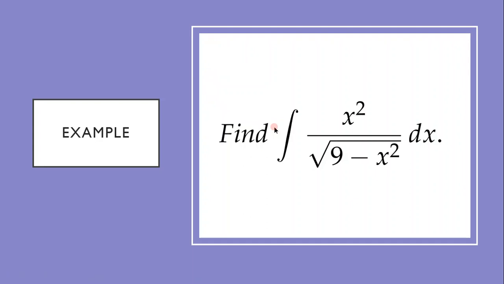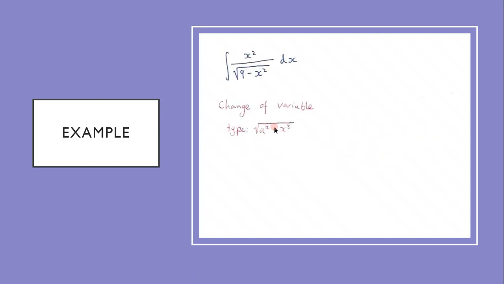But obviously the best way to remember which substitution to use is to do a few examples. So let's find this integral. The first thing you want to do is to change the variables. You recognize that this is of type a squared minus x squared. So we substitute x equals a sine u, and our a is 3 because 9 is just 3 squared. So we substitute in, x equals 3 sine u.